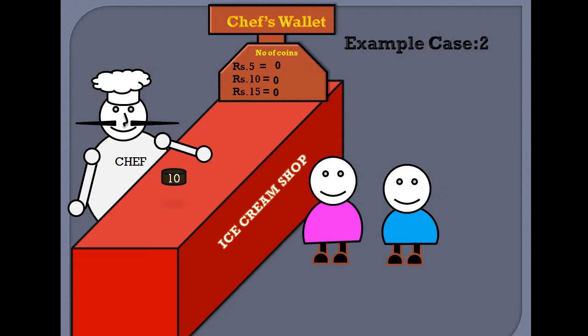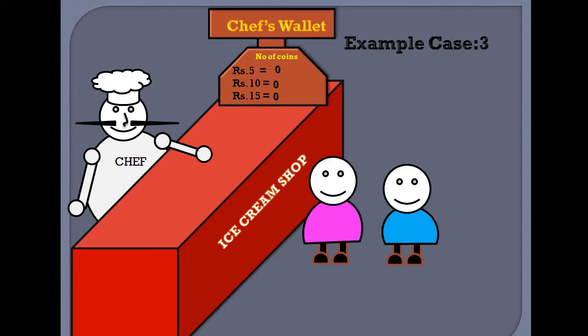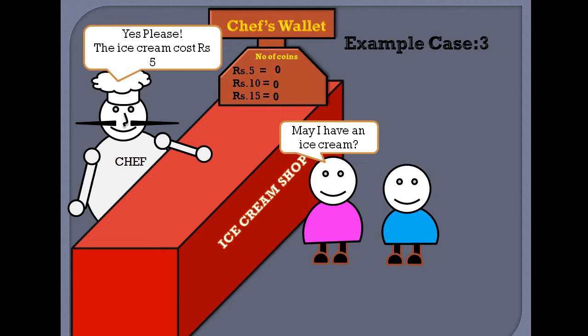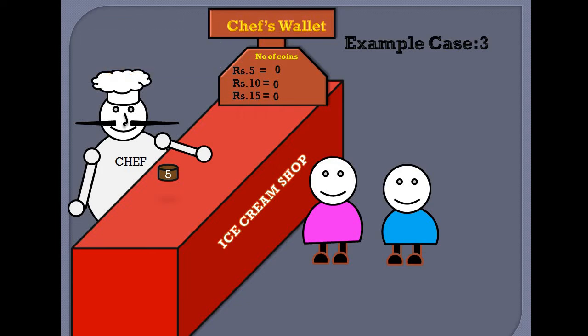Let's consider example case 3. Here again 2 persons are standing in the row and the first person asks the chef to give him the ice cream. Say the first person pays the chef a rupees 5 coin to get the ice cream. With 5 rupees being no problem and no need to return change, the chef would simply serve the first person the ice cream and increment the number of 5 rupees coins in his wallet.